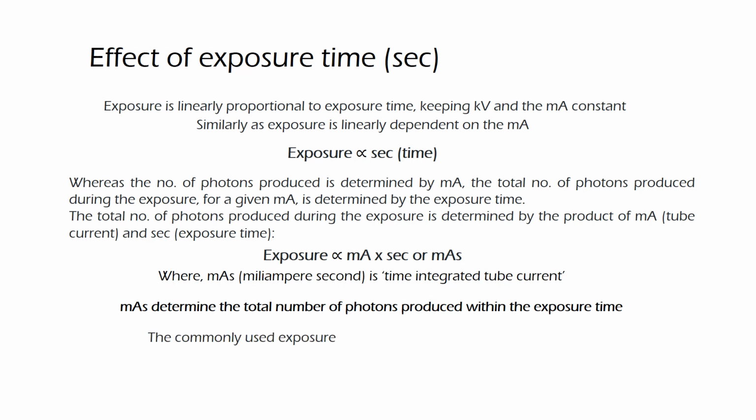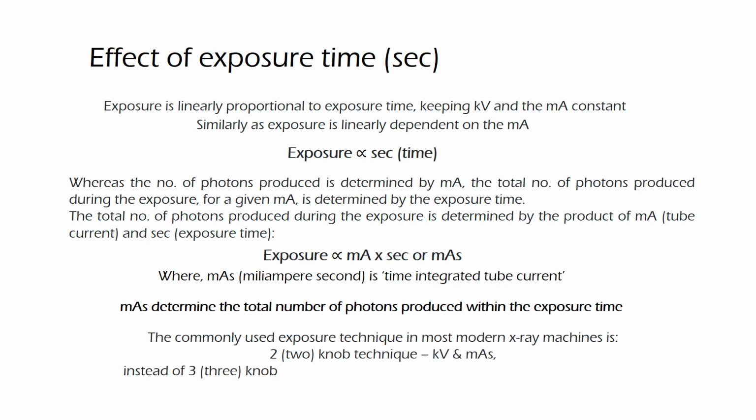The commonly used exposure technique in most modern X-ray machines is the two-knob technique, that is kV and MAS, instead of the three-knob technique, that is kV, MA and seconds, as used in older X-ray machines. Next, we will take a closer look at how filtration affects the X-ray spectrum we learned while discussing Bremsstrahlung. Effect of filtration.